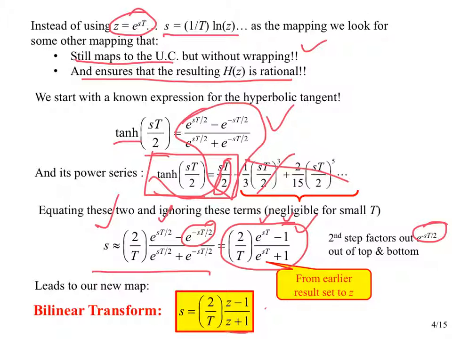The other thing is that we get the rational part immediately. If we have a rational function of s and we plug in for every s a rational function of z, you clear everything out, do a bunch of manipulations, and you'll always get back a rational function of z. So that's good. The only thing that we really need to explore is whether it maps to the unit circle and whether it fixes this wrapping problem. So let's take that.